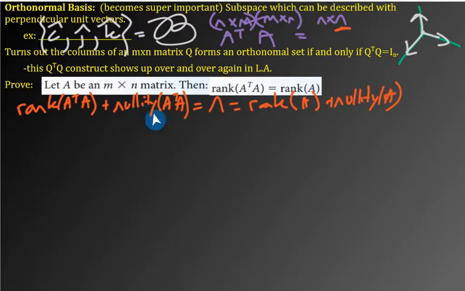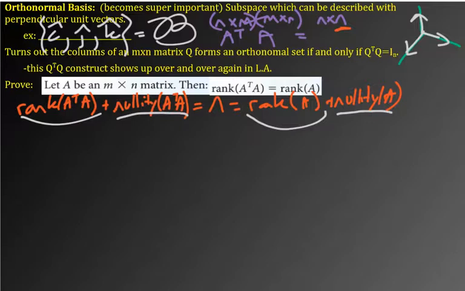This is much easier to work with, and you'll see in this proof why it's a little easier to work with. Since this and this both have to equal n, if I can show that the nullity of AᵀA equals the nullity of A, then I have inherently also proved that the rank of A is equal to the rank of AᵀA. So that's what we're going to do.